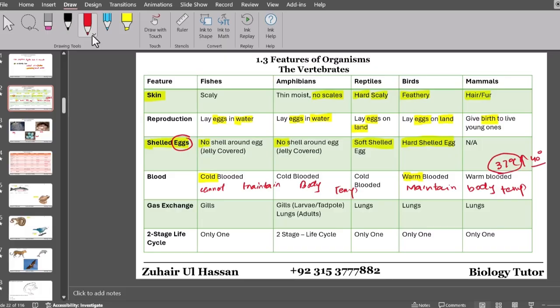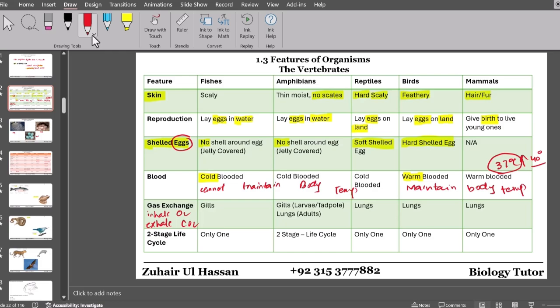So in this way, mammals and birds can maintain their body temperature, so they are warm-blooded organisms, warm-blooded vertebrates. But fishes, amphibians, and reptiles cannot maintain their body temperature, so these are cold-blooded vertebrates. Talking about gas exchange, that is about inhaling oxygen and exhaling carbon dioxide.